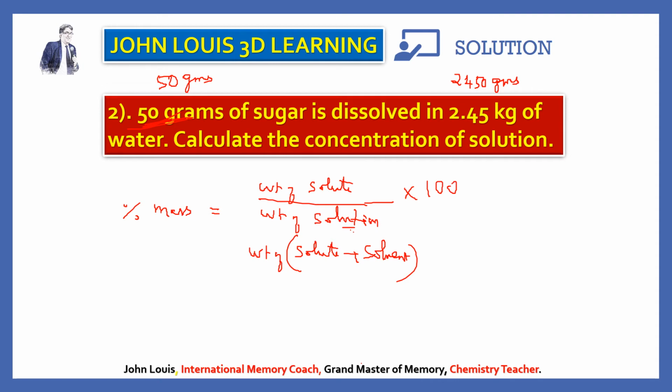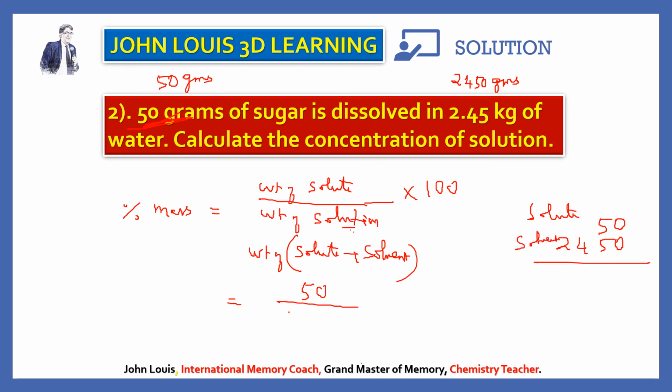So what is the weight of the solute? 50 grams of sugar is dissolved. Therefore sugar is the solute. What is that weight? 50 grams. Therefore 50 should come in the numerator. Then what is the weight of solution? Weight of solute plus solvent. Here 50 grams of sugar is dissolved in 2450 grams of water. Therefore we have to add both of them. So here 50 grams and 2450 grams. This is the solute weight and this is the solvent weight.